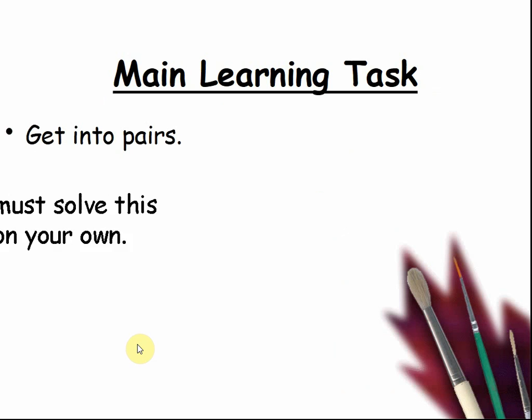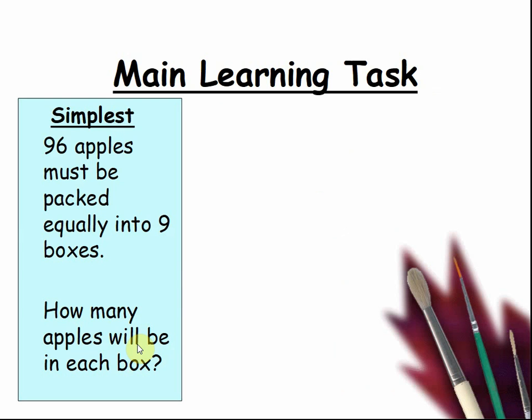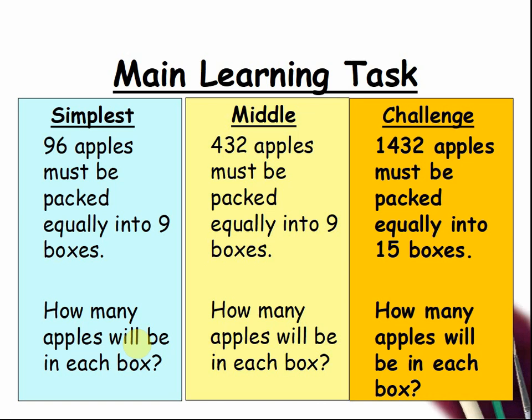Learning task. Get into pairs. Now you must solve this problem on your own. Simplest: 96 apples must be packed equally into 9 boxes. How many apples will be in each box? Middle: 432 apples must be packed equally into 9 boxes. How many apples will be in each box? And a challenge: 1,432 apples must be packed equally into 15 boxes. How many apples will be in each box? Pause the video and let the students solve the question.